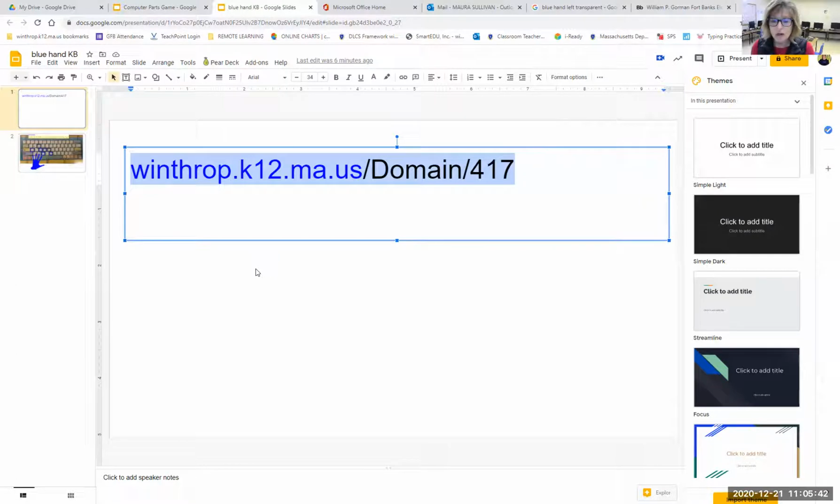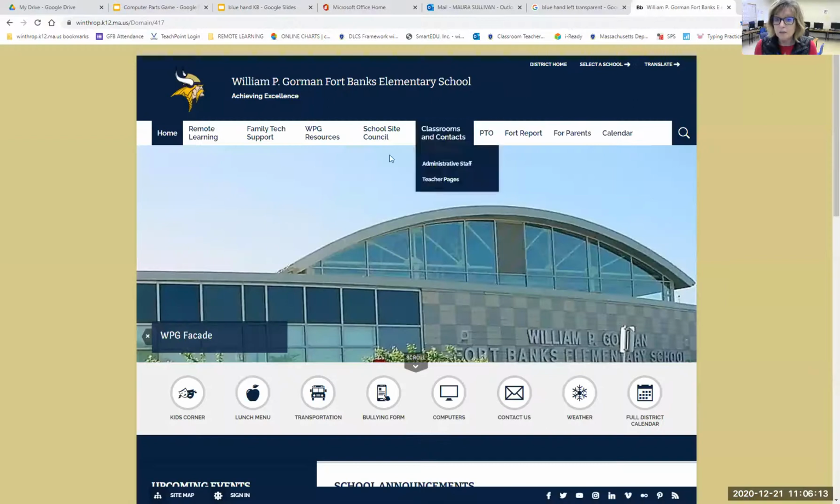I'm going to give you a couple of seconds to get a piece of paper and write that down. But if you don't write it down in time, this is recorded, so you can go back in the recording to find it. You can also Google it, boys and girls. If your grown-ups help you to go to Google, you could just type in Fort Banks School, Winthrop, and you'll find us. So there's a couple of ways to get to our website. But this is going to be really important as we go on through the weeks, boys and girls, to have that saved.